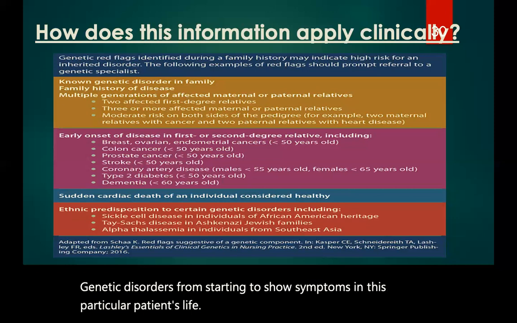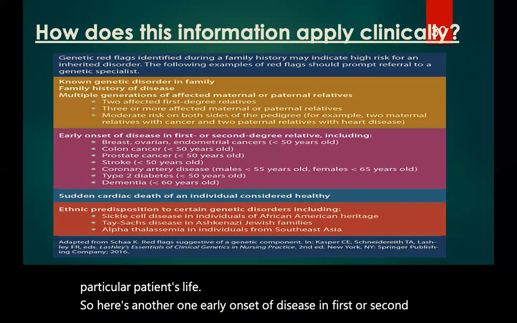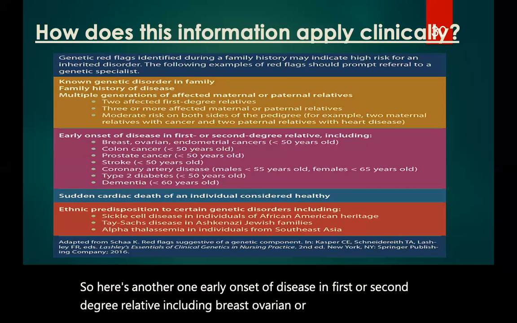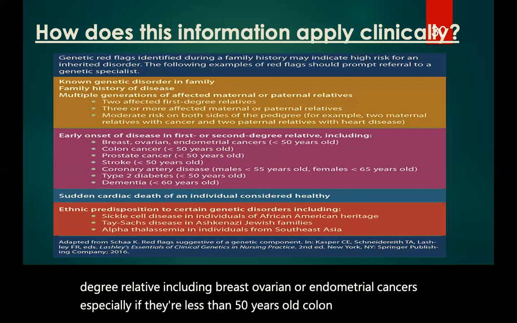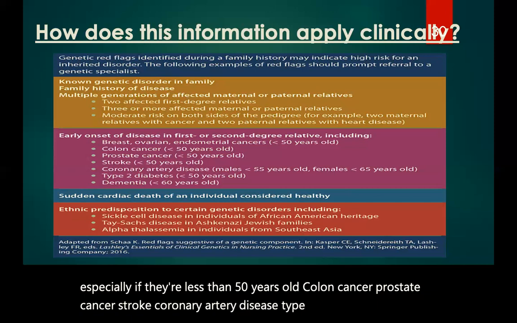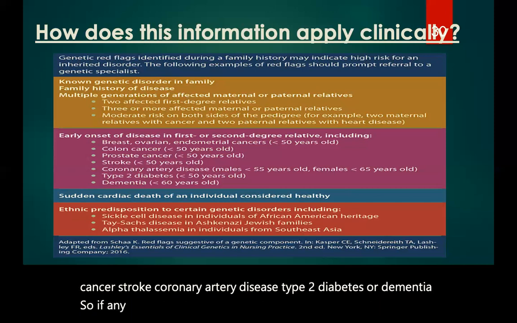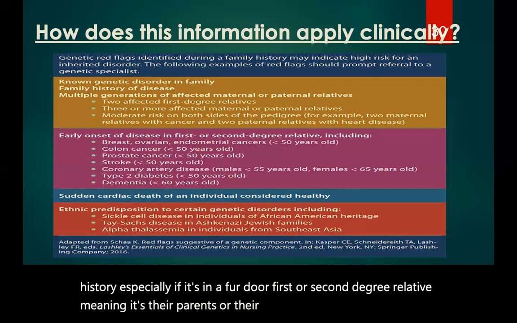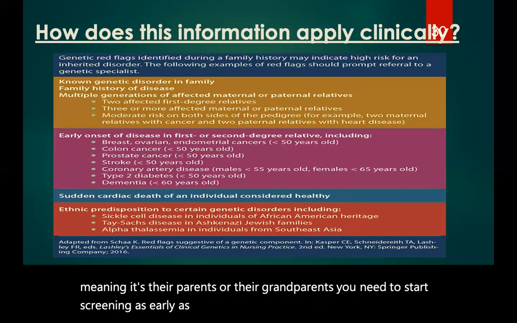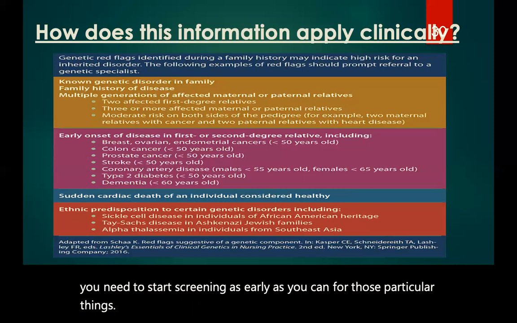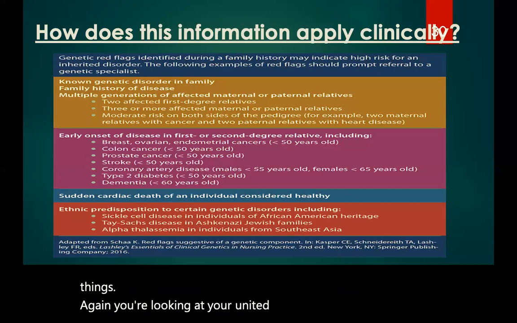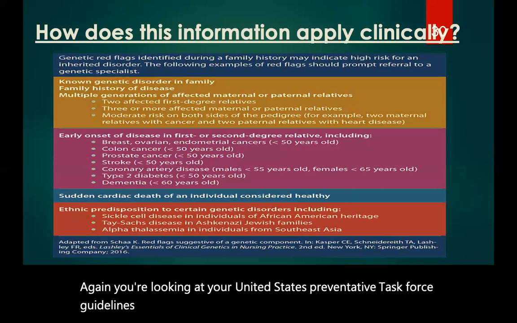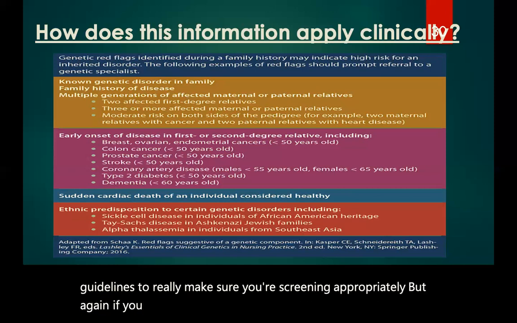Here's another one: early onset of disease in a first or second degree relative, including breast, ovarian, or endometrial cancers, especially if they're less than 50 years old, colon cancer, prostate cancer, stroke, coronary artery disease, type 2 diabetes, or dementia. If any of these come up in your patient's family history, especially in a first or second degree relative, meaning their parents or grandparents, you need to start screening as early as you can. Again, you're looking at your United States Preventive Services Task Force guidelines to make sure you're screening appropriately. But if you have a family history genetically, we know we have to start screening sooner rather than later.